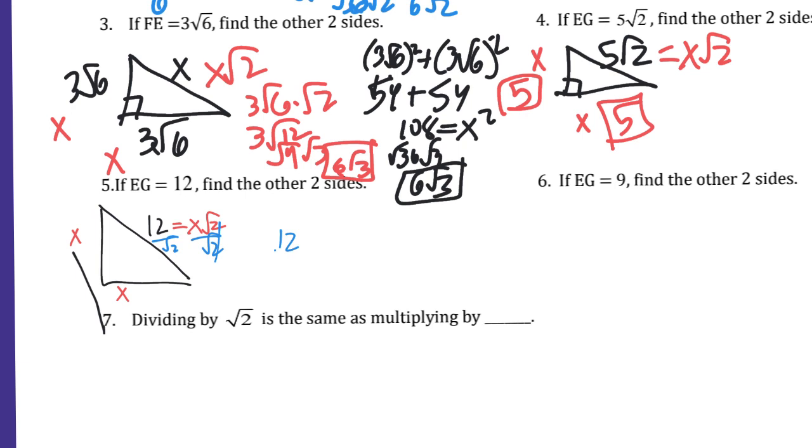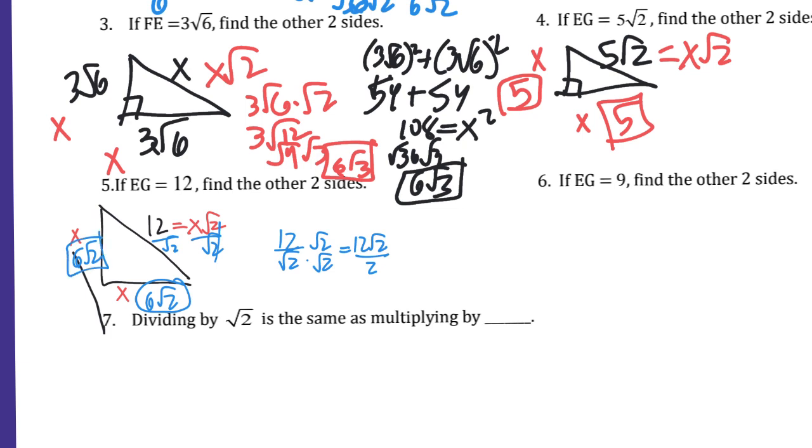And so you end up with 12 over the square root of 2. Now, that's the answer, but let's rationalize it. So if we times top and bottom by the square root of 2, you're going to get 12 square root of 2 over 2, or 6 root 2. So that means your x value is 6 root 2. That means these two sides are 6 root 2.